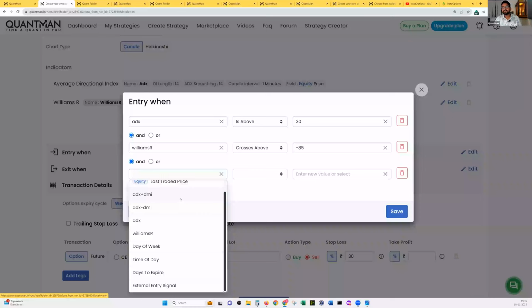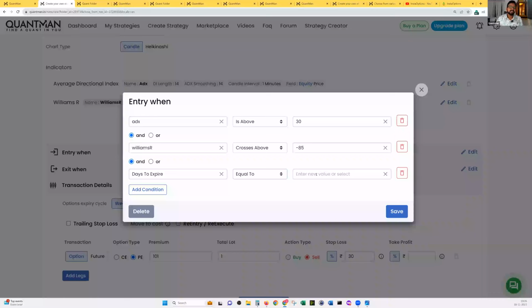No, Sanjit, it is not there in the basic plan. It is only on the premium plan. What I need to select exactly is days to expiry equal to zero. Days to expiry is equal to zero. Just save it.